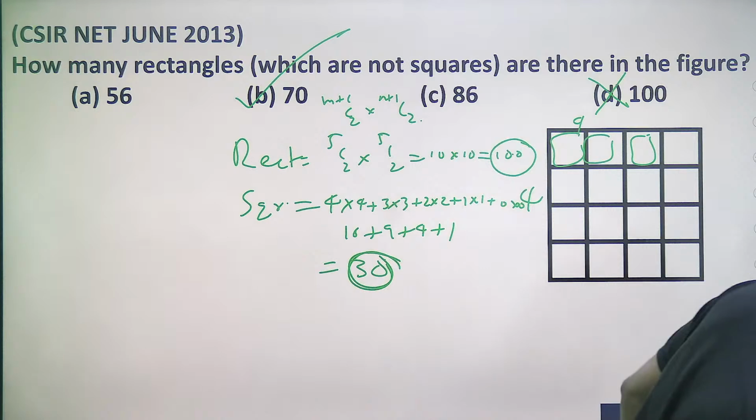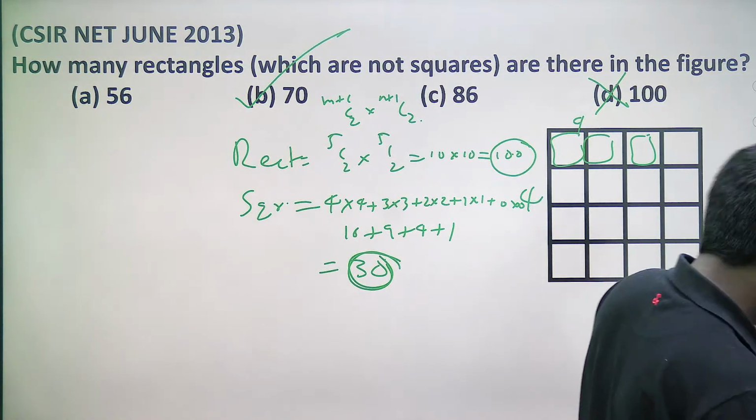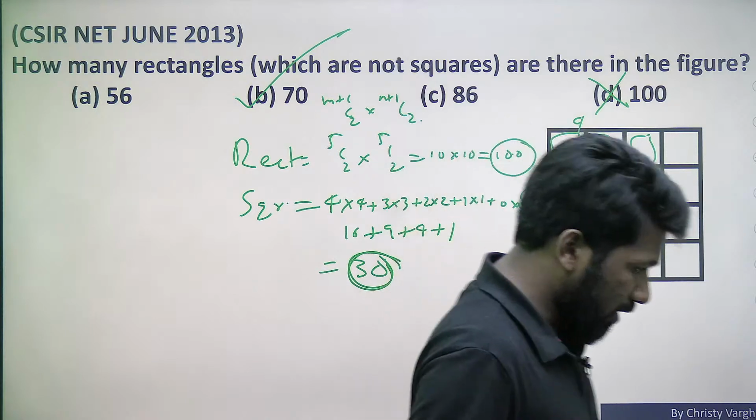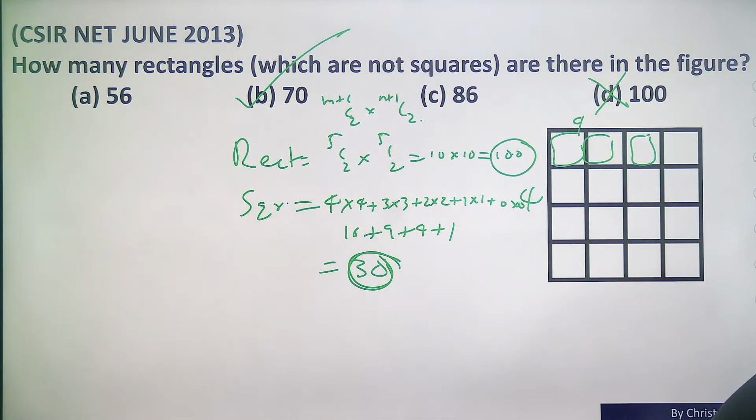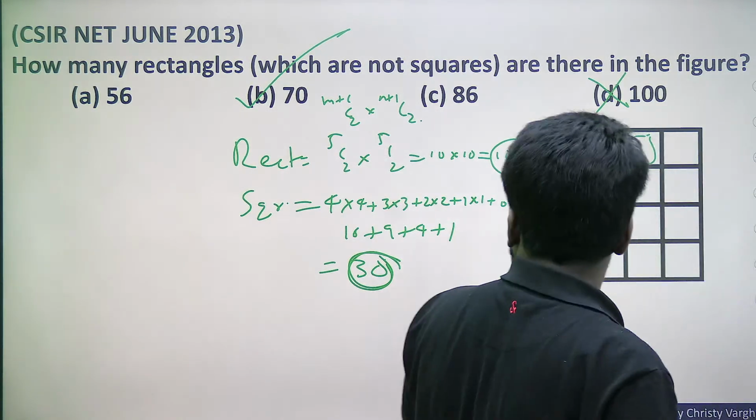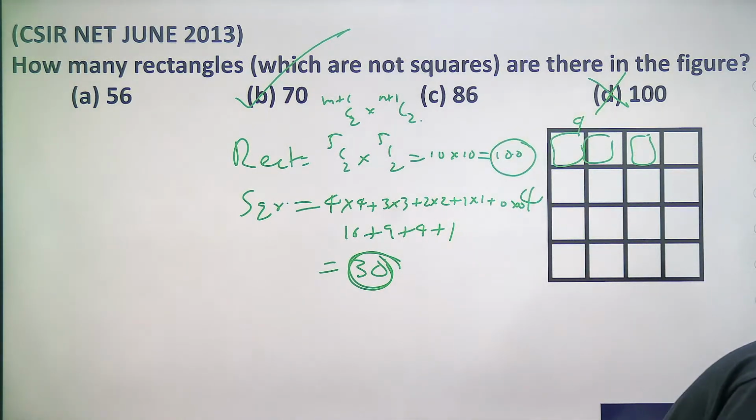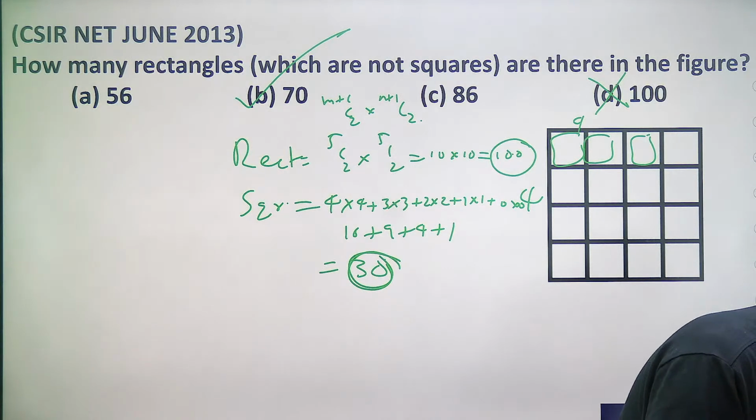All of you understood this? How 70 is the answer? Please respond. 70. Those of you who got other answers, please respond. Is it clear now? How 70? 100 minus 30 is 70. Number of rectangles. Yes, Rakhi. All of you understood that logic?